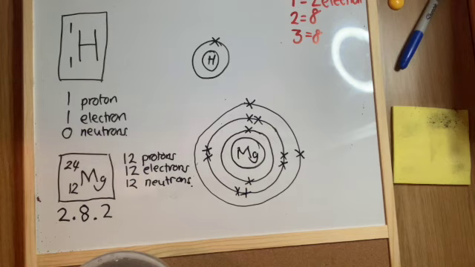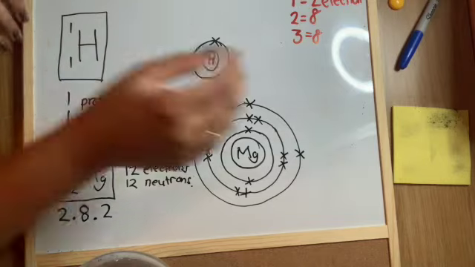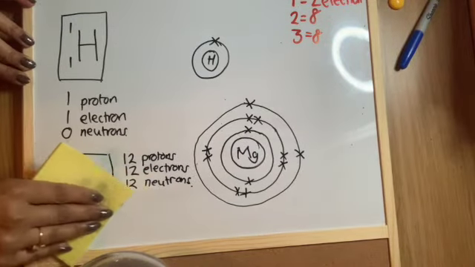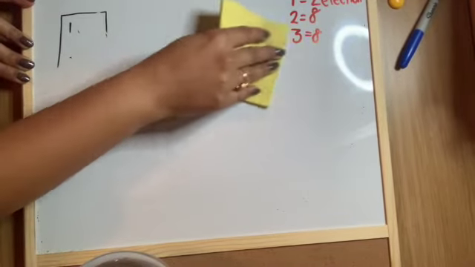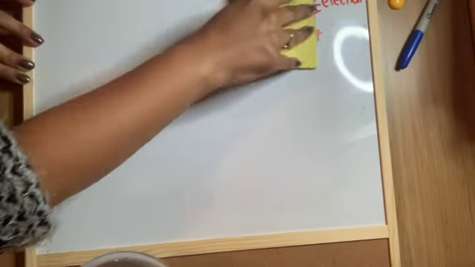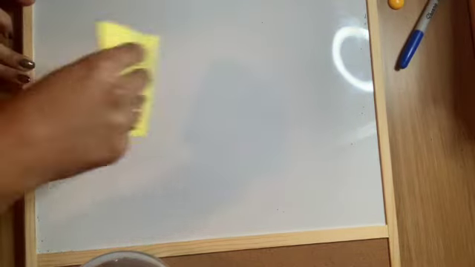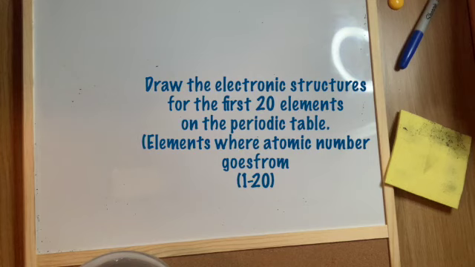Okay. So what I would like you to do is now just have a go at drawing the electron structures for the first 20 elements on the periodic table.